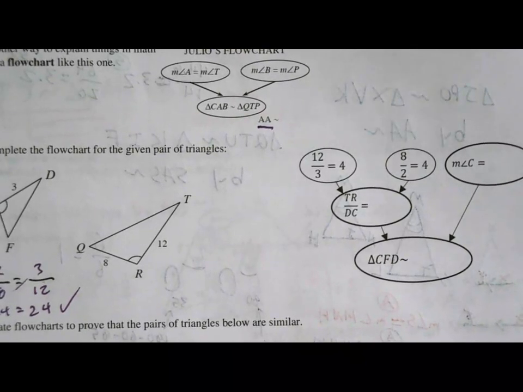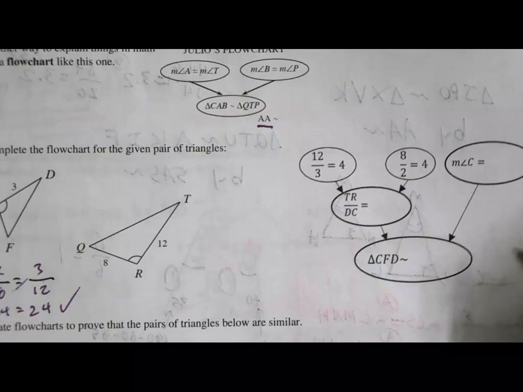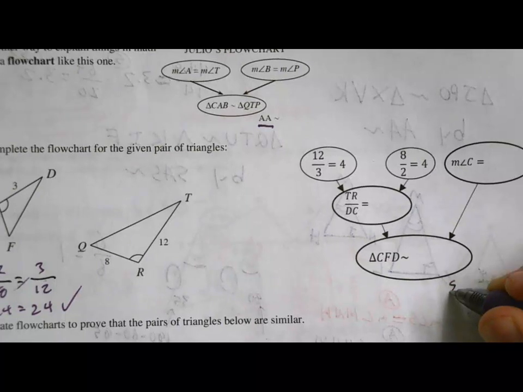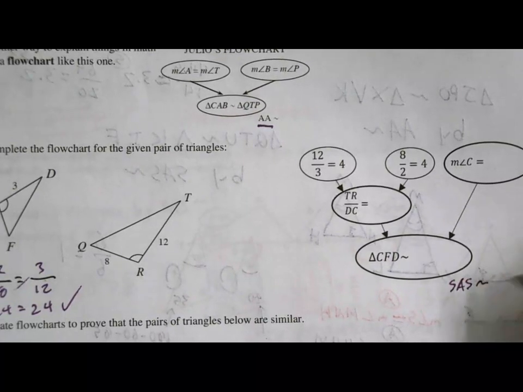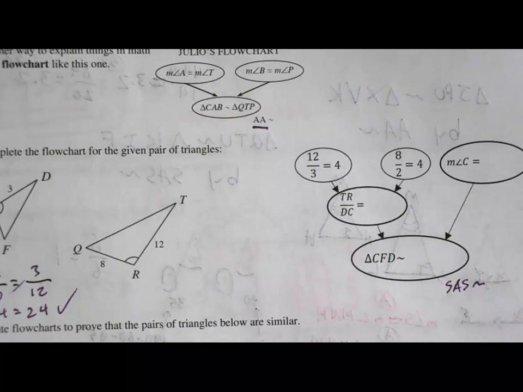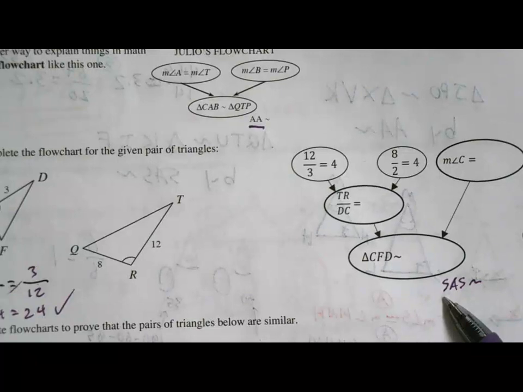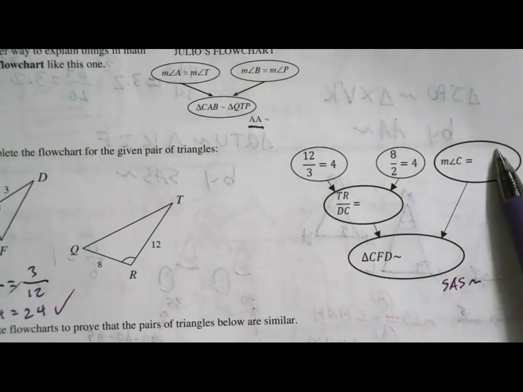Okay. If I'm going to use side angle side as my final reason here, you guys can go ahead and write that down. That is a key part of this. I'm going to need 3 pieces of evidence, one for each of these letters. So that's why I've got 3 bubbles across the top here.